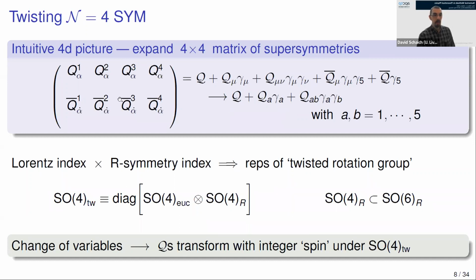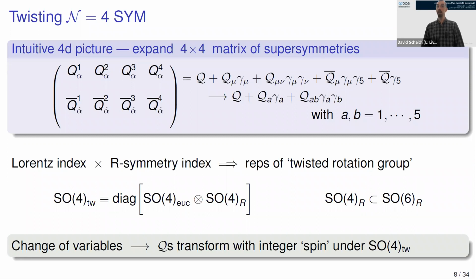And as I was mentioning the role of the Lorentz index down each column and the R symmetry index across each row, we can appreciate this expansion in the basis of gamma matrices as producing coefficients or degrees of freedom, the calligraphic Qs, that transform in representations of what is called a twisted rotation group, the diagonal subgroup of the direct product of the SO(4) rotation group of Euclidean spacetime times an SO(4) subgroup of the full SU(4) or SO(6) R symmetries.